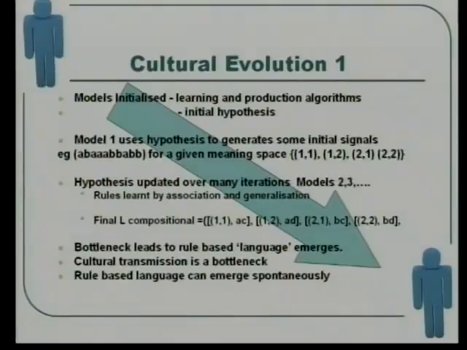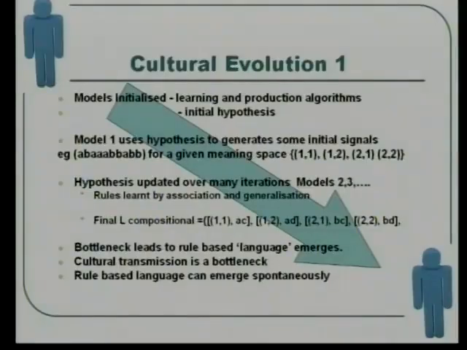So, in the computer modelling, they initialise it by providing model one with learning and production algorithms, and also an initial hypothesis. And then they give them some code, some signals, which will consist of letters of the alphabet, so A, B, A, B, B, B, whatever it is. And also, the task to be done is to relate that to some sort of meaning space. So they're attempting to simulate language in terms of a signal and a meaning space.